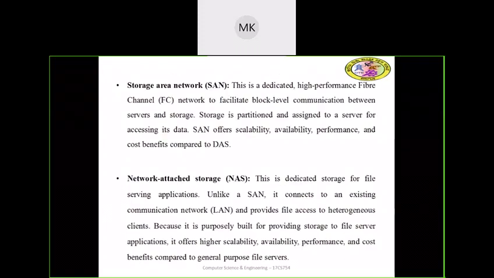Storage area network: this is a dedicated high-performance Fibre Channel network to facilitate block-level communication between server and storage. Storage is partitioned and assigned to a server to access its data. SAN offers scalability, availability, performance, and cost benefits compared to DAS.